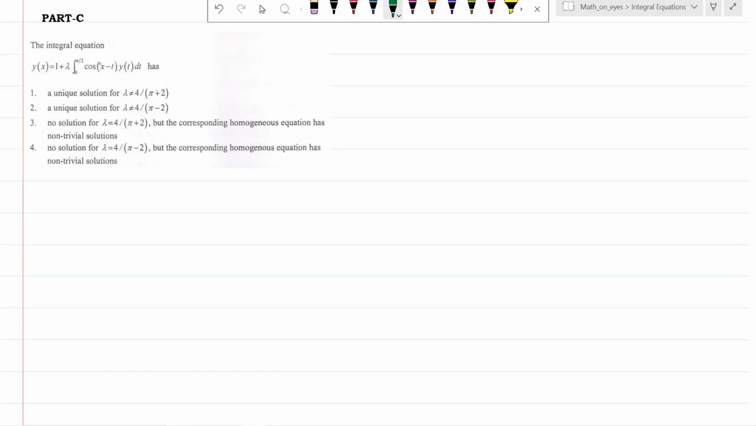Now, next question: the integral equation y of x is equal to 1 plus lambda integral 0 to pi by 2 cos of (x minus t) y of t dt. Does it have a unique solution, no solution, or whatever be the type of solution? y of x is equal to 1 plus lambda integral 0 to pi by 2 cos of (x minus t) into y of t dt.